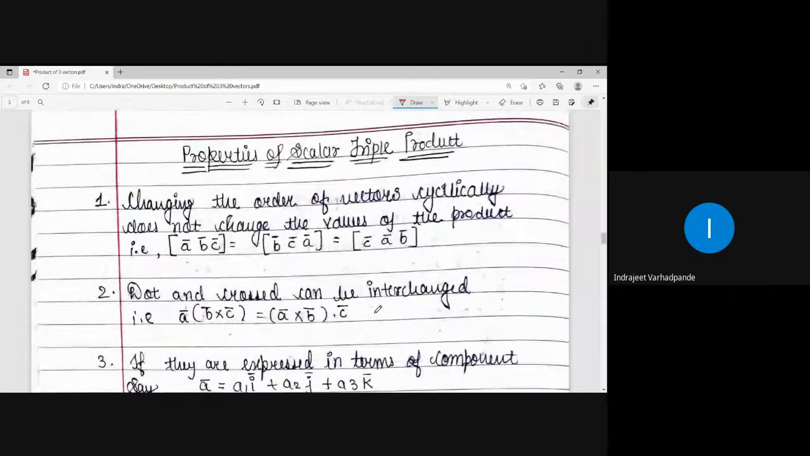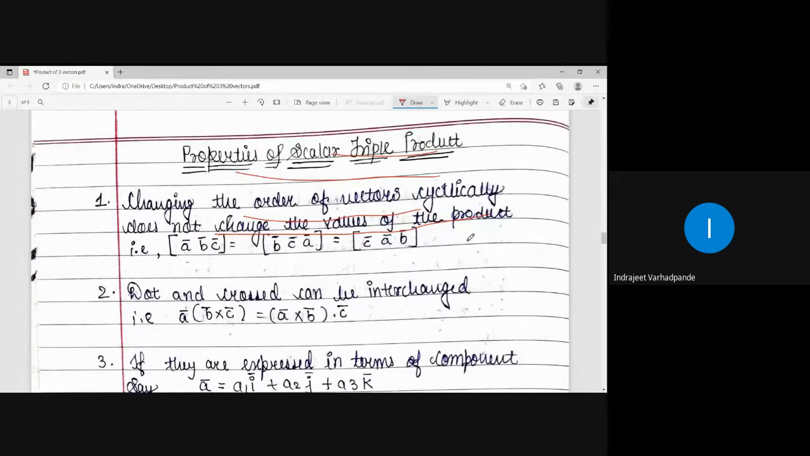Now what are the different properties of the scalar triple product? Changing the order of vectors cyclically does not change the value of the product. Cyclically means in the proper sequence. A bar, b bar, c bar is a sequence. If you skip the first, the cycle will be b bar, c bar, a bar. Like in expressing the product of the unit vectors, i cross j is k, j cross k is i. So that is what we call the cyclic order.